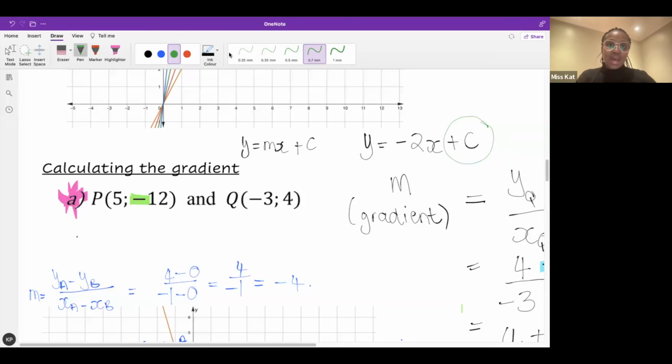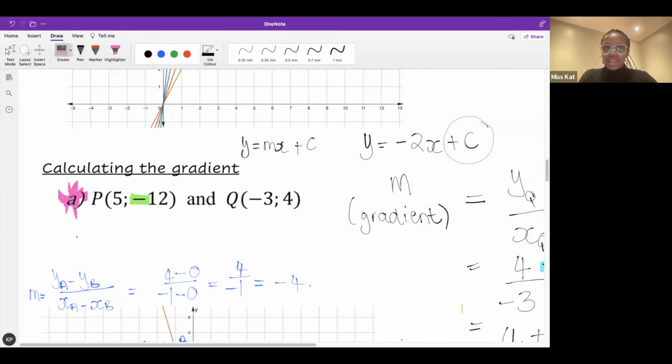Does anyone have an idea how we can work that out? Your biggest hint is algebra. Does anyone have an idea of how we would work this out? Oratile, yes? Hi, ma'am. Ma'am, I think we move the c, like, to jump the equals sign, ma'am, I think. Okay, but we have a lot of variables here. Do you agree, Oratile? Yes, ma'am. We have a y and an x and a c.